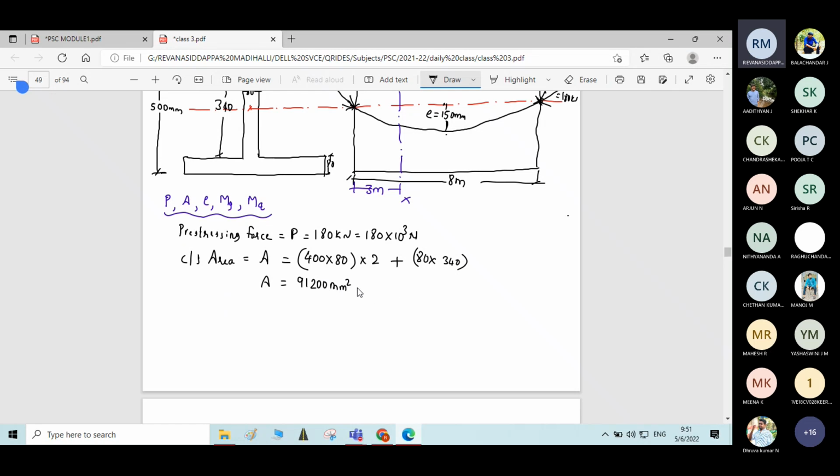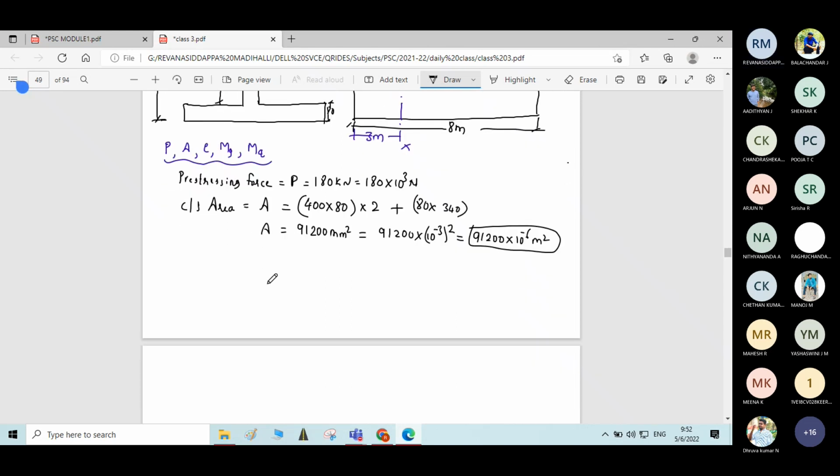In terms of meter square, it is 91,200 into 10 power minus 3 whole square. Okay. So if you calculate, it will be 91,200 into 10 power minus 6 meter square. Okay, this area in terms of meter square is needed to calculate the self weight of the beam, correct? For now we have calculated the cross sectional area.